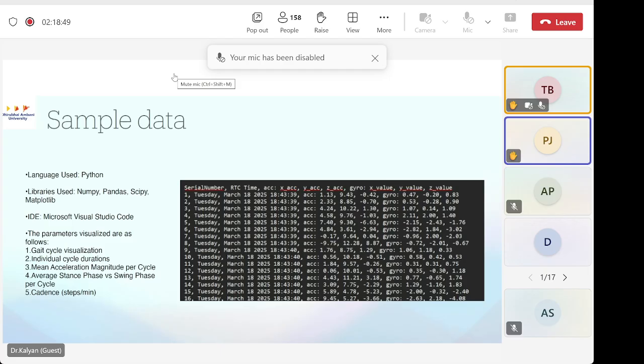So, first of all, sir, can you go back maybe one or two slides? The slide showing the device. Sir, can you go back two or three slides maybe to show the device? Yeah, yeah.